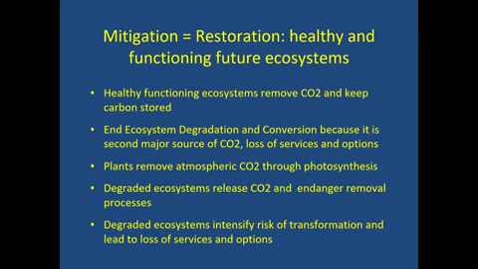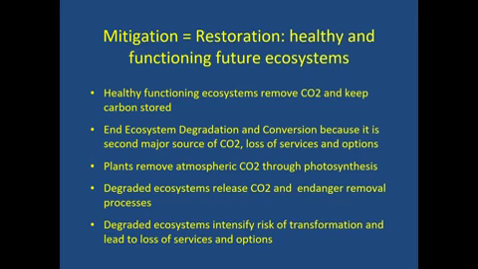So we need to address, by restoration or preservation, ecosystem degradation and conversion, because it's the second major source of CO2. And then, of course, with the loss of natural ecosystems, we lose services and options into the future. Plants remove atmospheric CO2 through photosynthesis. This is a guarantee mechanism, and the only one we have, other than reducing CO2 emissions. Degraded ecosystems release CO2 and endanger the removal processes.